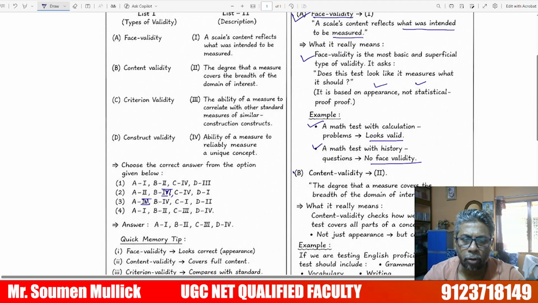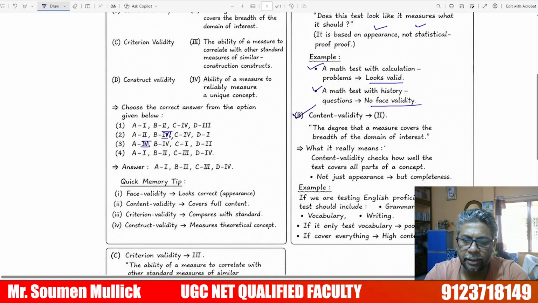Second point, content validity: the degree that a measure covers the breadth of the domain of interest. What does it really mean? Content validity checks how well a test covers all parts of the concept. It does not judge appearance but completeness.